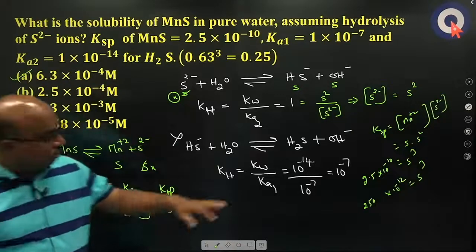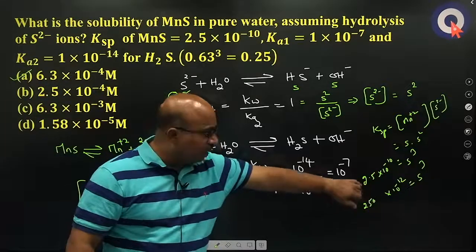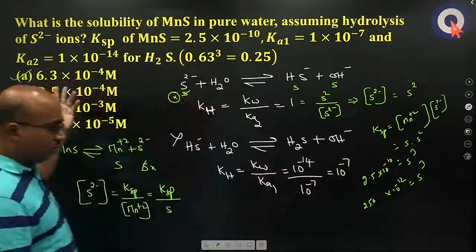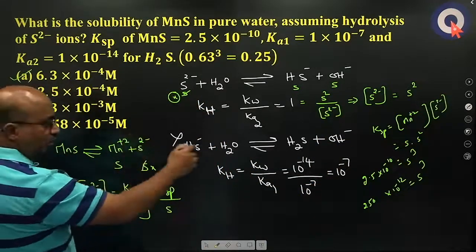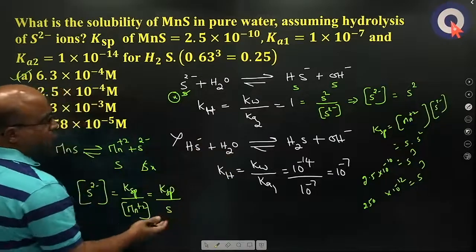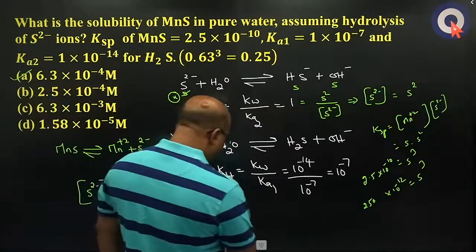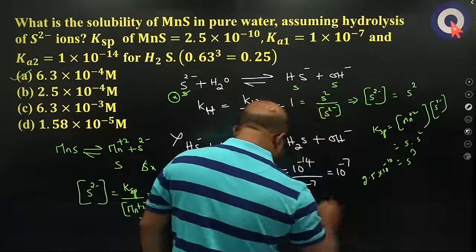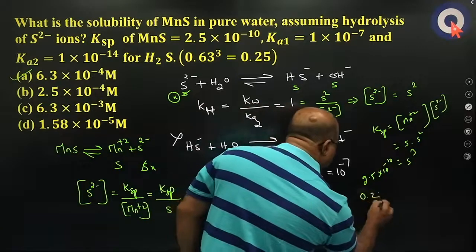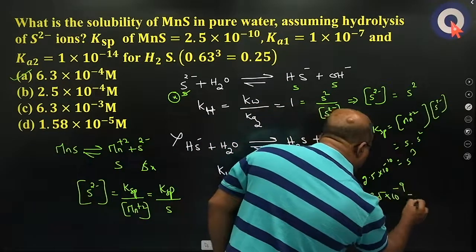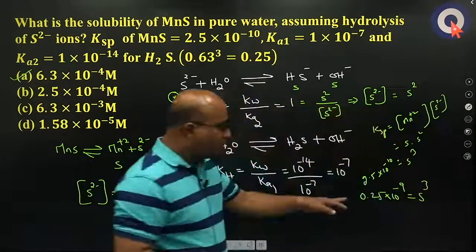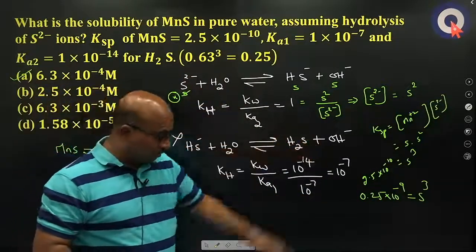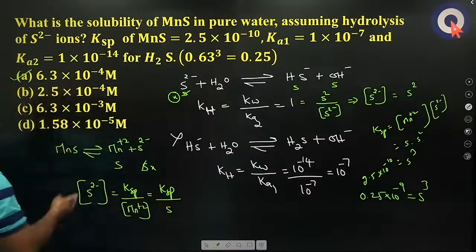Clear? So this approximation as you do it, or you take the cube root of 2.5 into 10 to the power of minus 10, which comes out. Otherwise, you can take 0.25 into 10 to the power of minus 9. I think here itself we can do it like this also. This is nothing but 0.25. So 0.25 into 10 to the power of minus 9 is nothing but S cube. 0.25 is nothing but 0.63 cube. 0.63 into 10 to the power of minus 3. So we are writing 6.3.